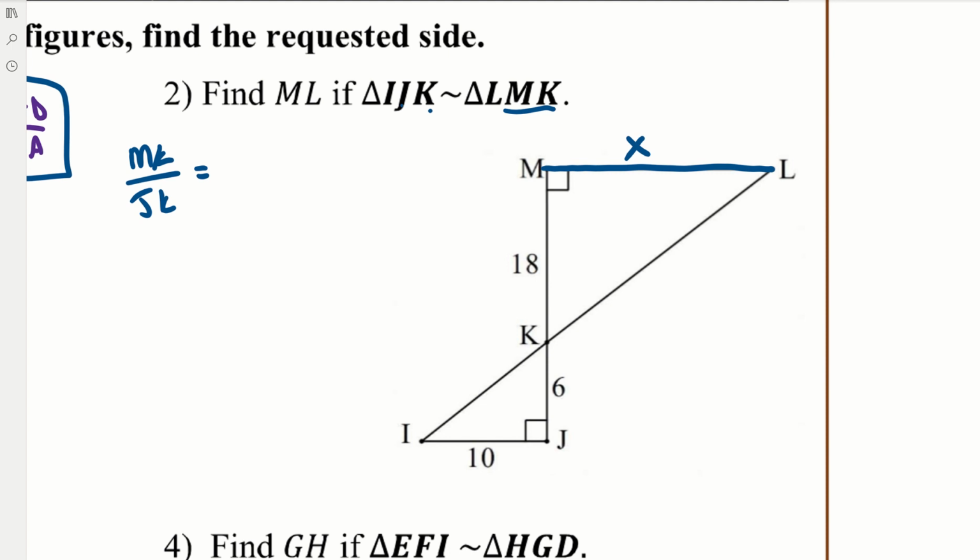That ratio is the same as, I have to go back to the one I started with. I started with MK, so I have to go back to ML over JI. Okay, there is my proportionality. Now I'm going to plug in my values. MK is 18 over JK is 6, and that is equal to ML, well, that was my unknown, over JI, which is 10. All right, I could solve that.